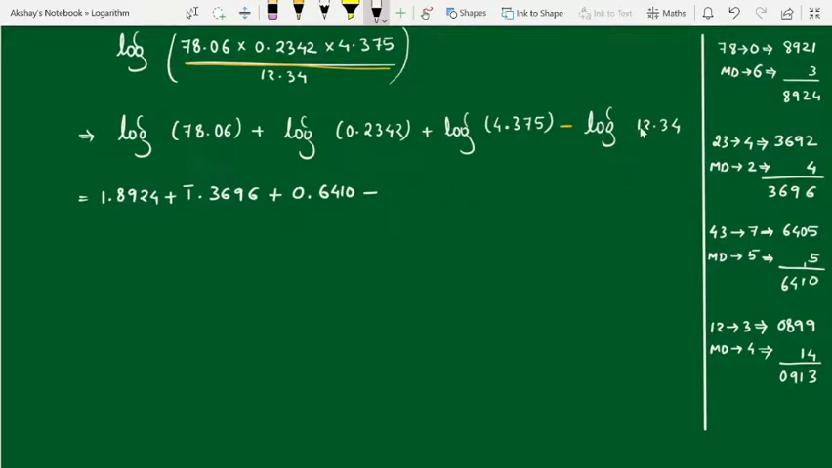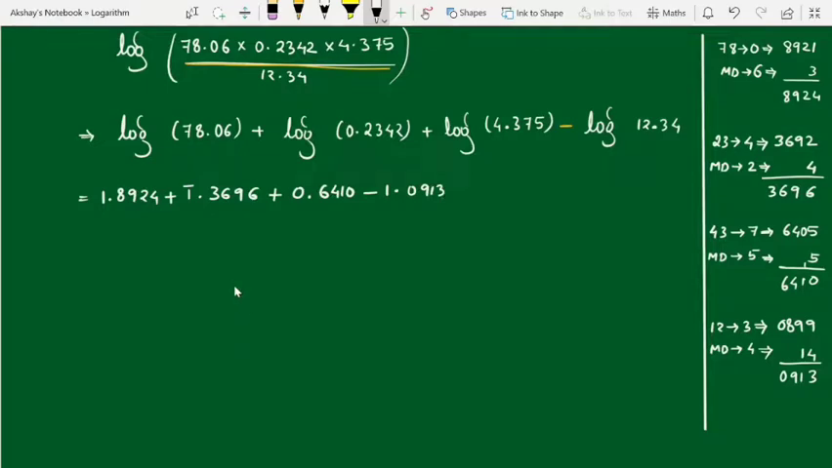But characteristic, what is the characteristic of this number? 12.34 means characteristic: identify the decimal point, count how many digits are there on the left of the decimal point, minus 1. So 2 digits I have, 2 minus 1, 1 point. Next, mantissa value 0913.